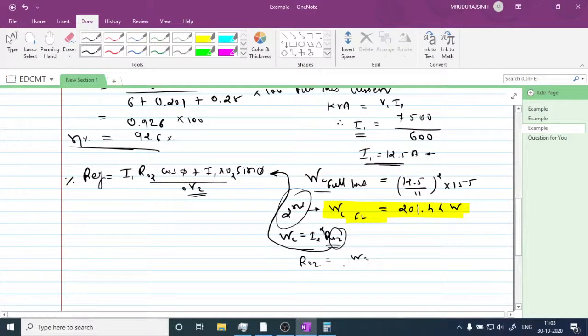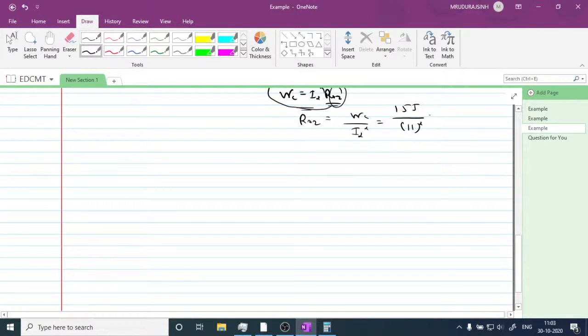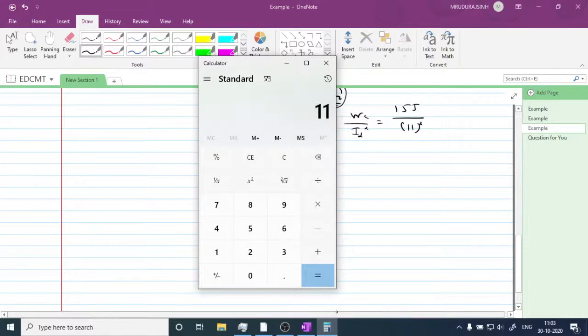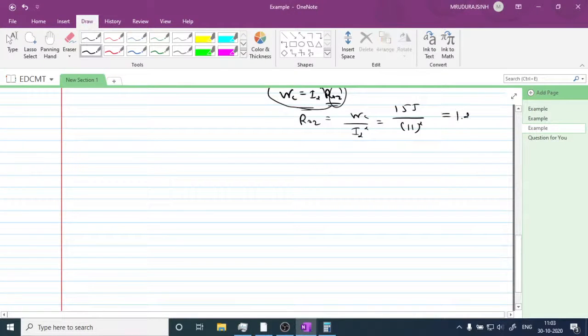Okay, so now let's calculate R02 using this equation. R02 is equal to WC divided by I2 square. The WC is 155 and I2 is 11, because at this much power loss the current given to us is 11 ampere. So 11 into 11 gives us 121. 155 divided by 121 gives us 1.28, right? So it's 1.28 ohm, it's R02.